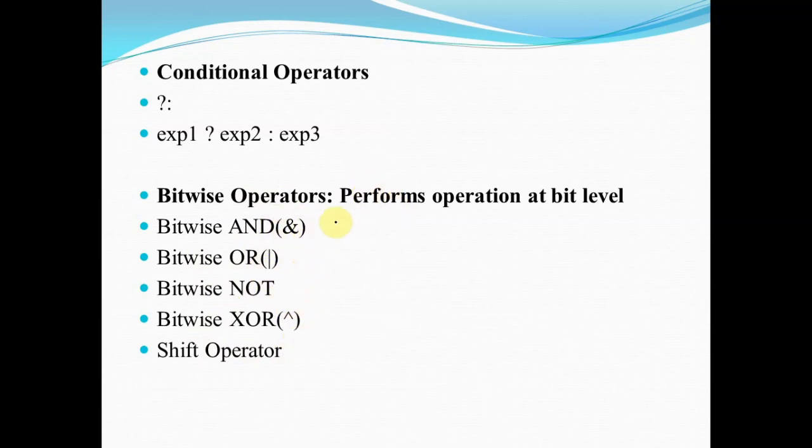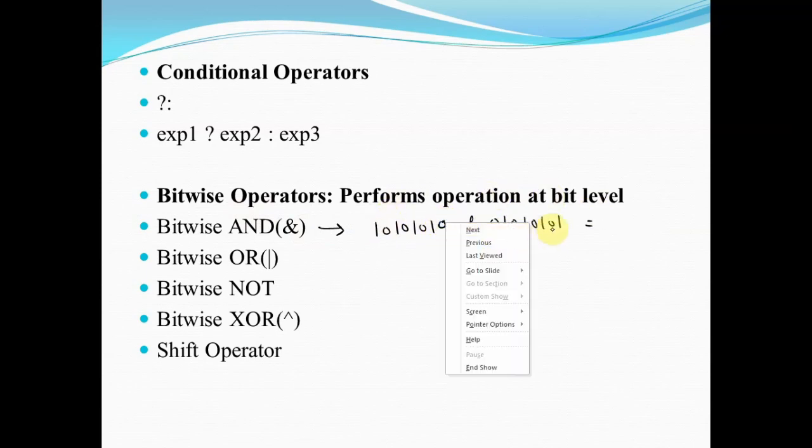Now let us consider one example for bitwise ANDing. Suppose the number you want to AND is 10101010. If this number is ANDed with 01010101, what will be the result? So this 0 will get ANDed with this 1.